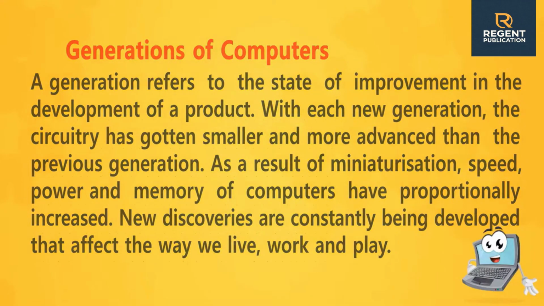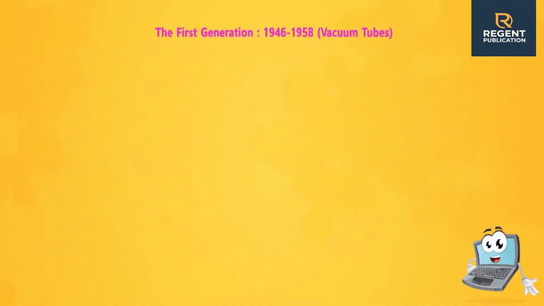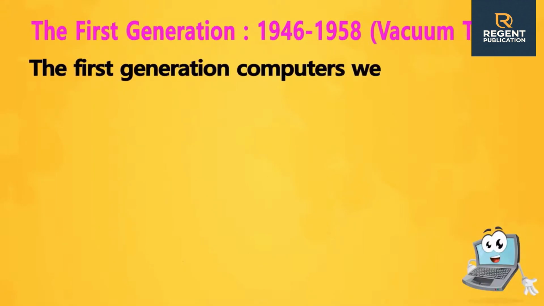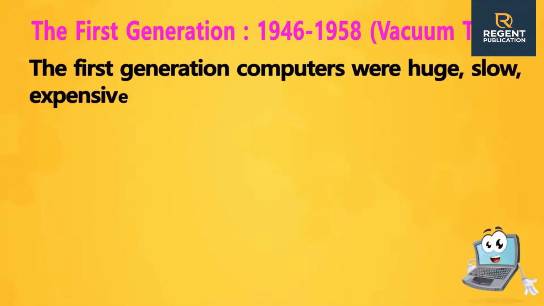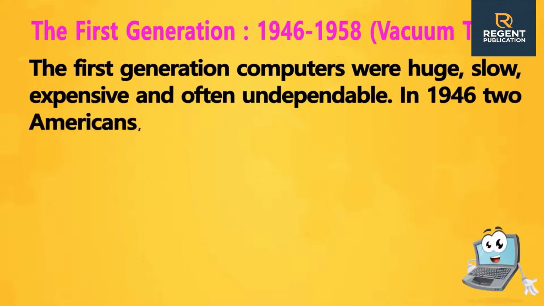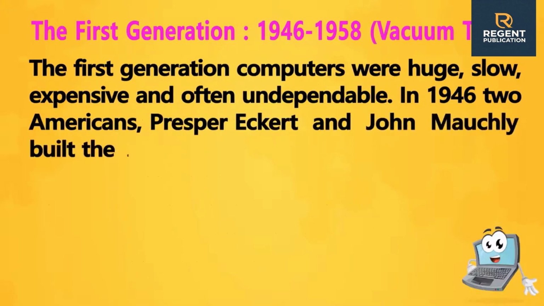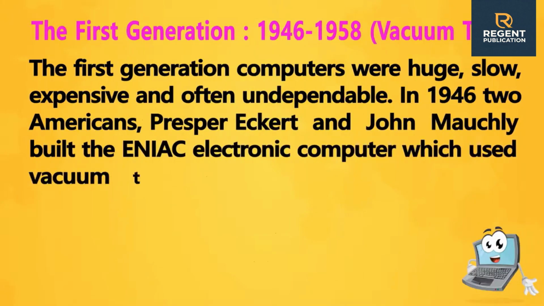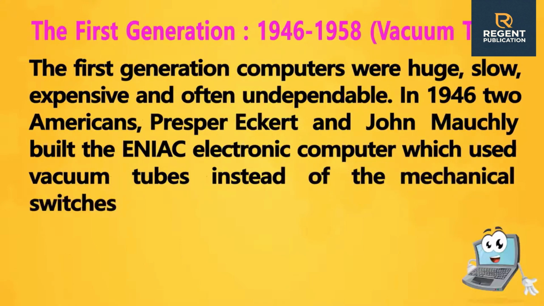The first generation, 1946 to 1958, vacuum tubes. The first generation computers were huge, slow, expensive, and often undependable. In 1946, two Americans, Presper Eckert and John Mauchly, built the ENIAC electronic computer, which used vacuum tubes instead of the mechanical switches of the Mark I.